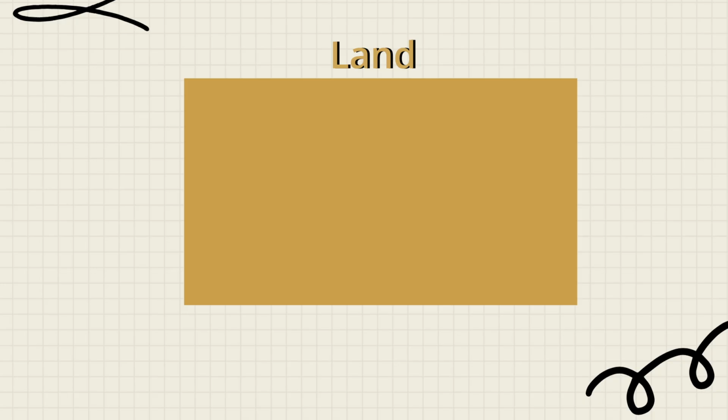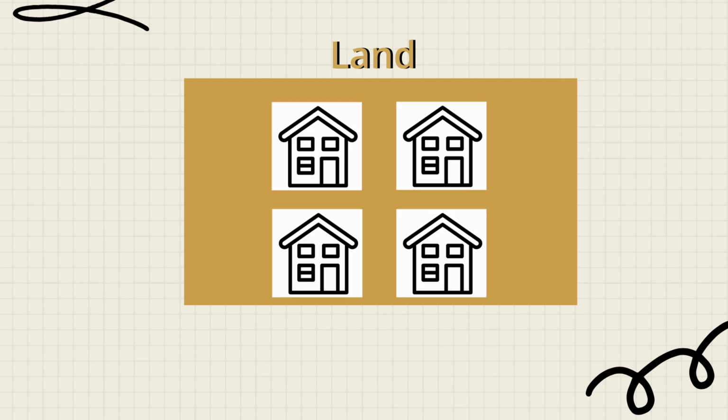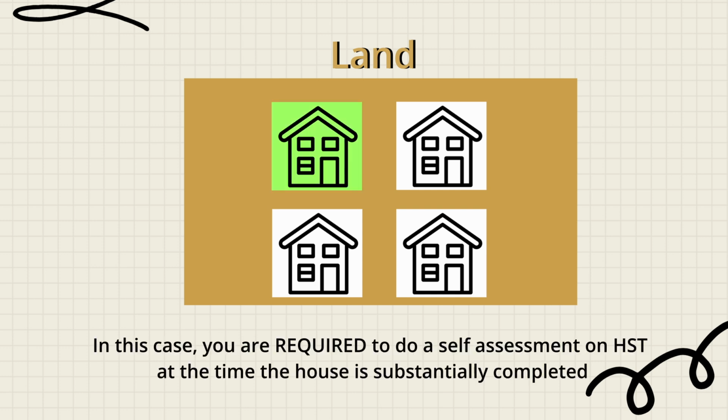Let's say you own a piece of land that allows you to build 4 detached homes and you fully intend to sell them to third parties for a profit upon completion. You start construction, claim HST paid on the acquisition of land and all materials purchased. Life circumstances change and you decide to move into one of the 4 homes. In this case, you're required to do a self-assessment on HST at the time the houses are substantially completed.